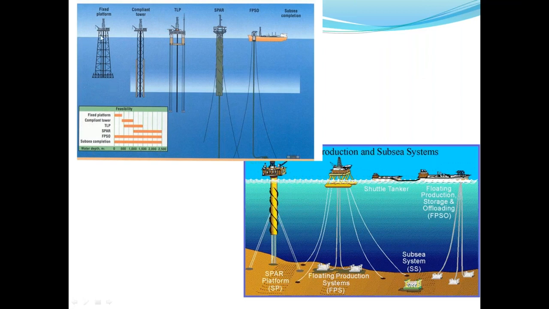So we are here now. Fixed offshore platforms. These are compliant tower and this is tension-leg platform and this is spar and FPSO. So these are the various types of offshore structures that are constructed inside the ocean. And the same representation I am giving you here.